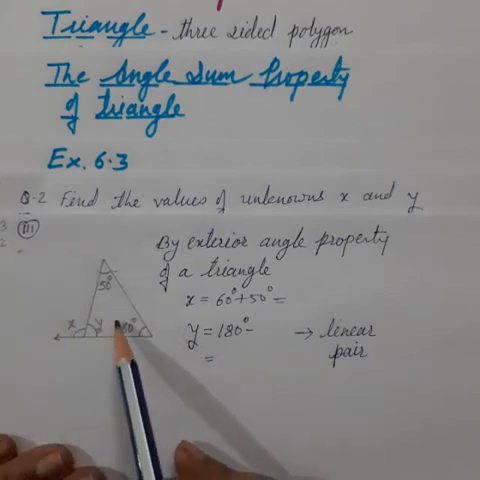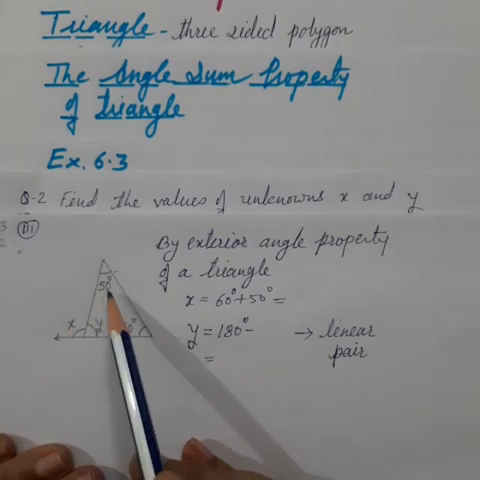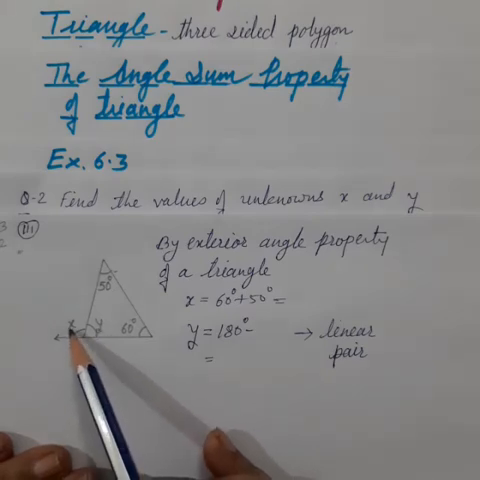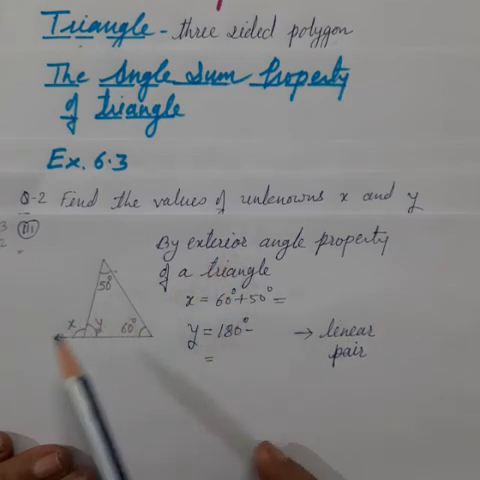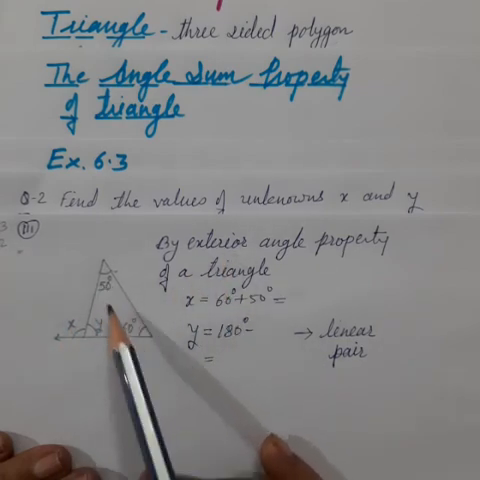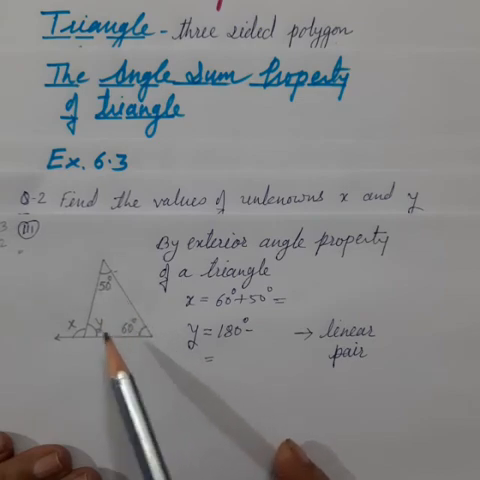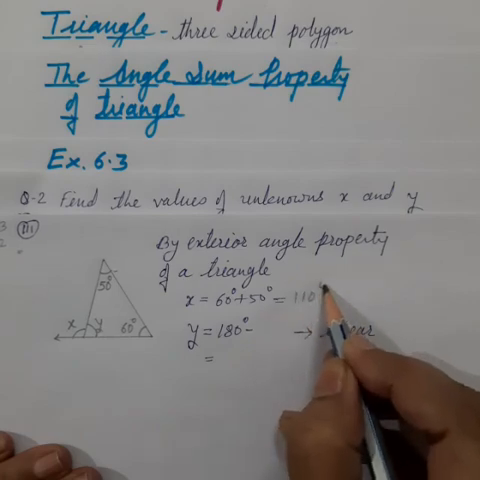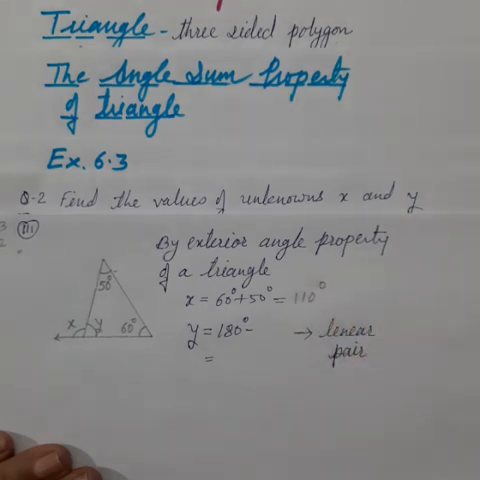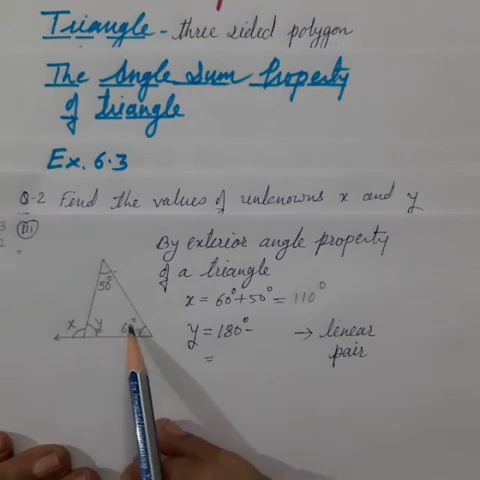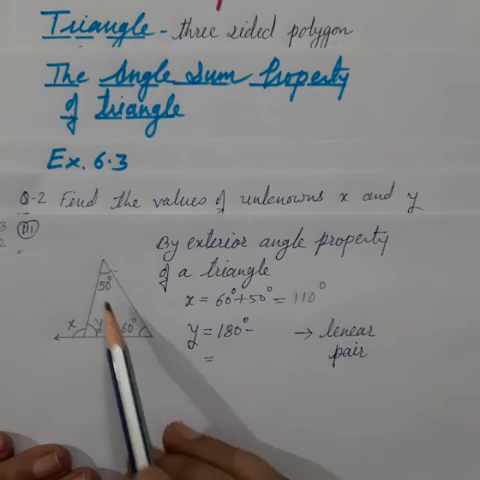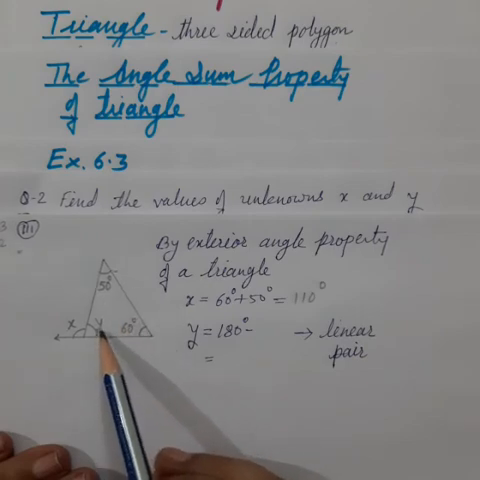Third, in this triangle, two interior angles are given and we have to find the third interior angle and one exterior angle. To find the exterior angle, we will use the exterior angle property. The exterior angle is equal to the sum of its interior opposite angles. So x is equal to 60 degrees plus 50 degrees, so it is 110 degrees. Now to find the value of y, we can use the angle sum property of a triangle. The sum of these three angles is 180 degrees. So subtract the sum of these two angles from 180 degrees, and we'll get the value of y.